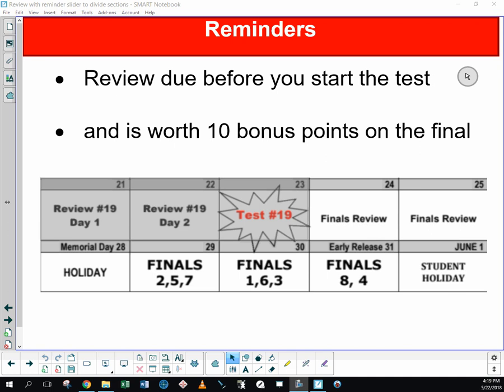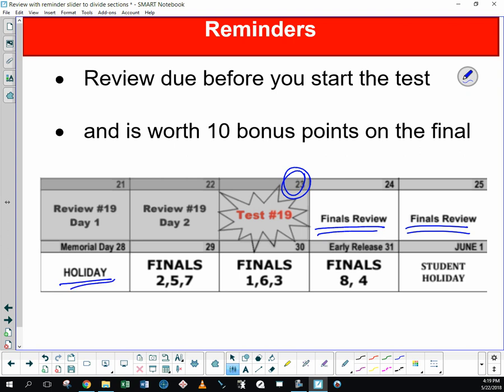Hello, ladies and gentlemen. We are taking a look at the spring 2018 final exam schedule. On May 23rd, you should have taken your Chapter 19 test. In class, you'll have 2 days to review for your final. You'll also have the 3-day weekend, and then your finals will be taken on May 29th, May 30th, and May 31st.